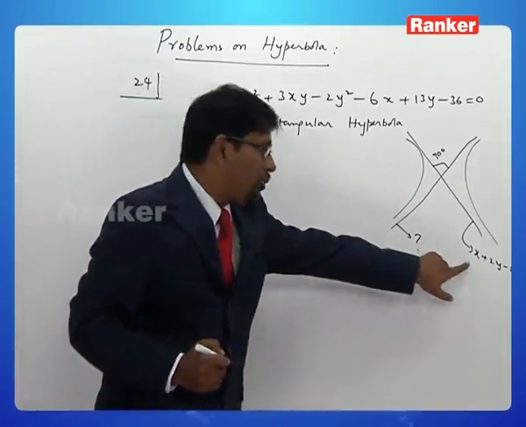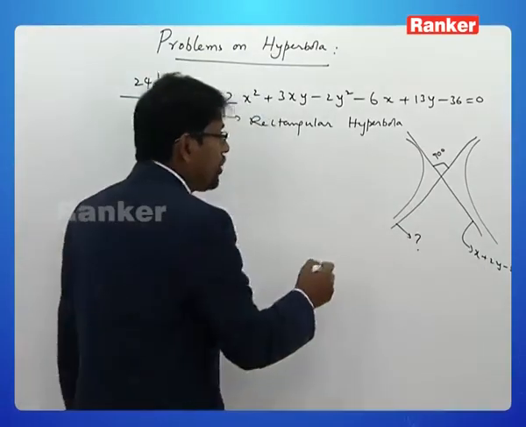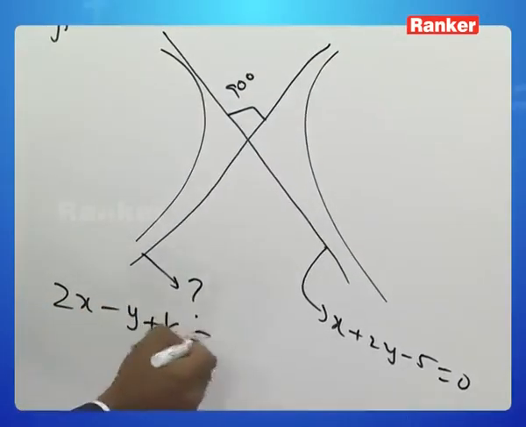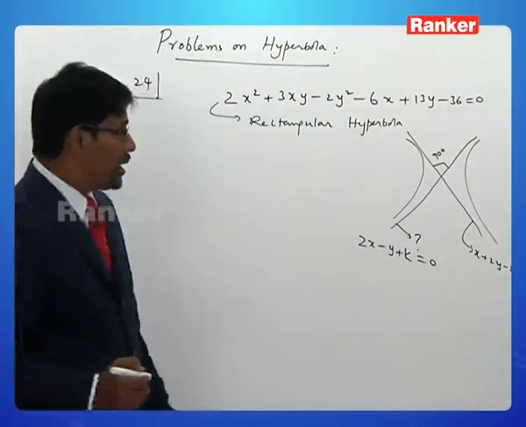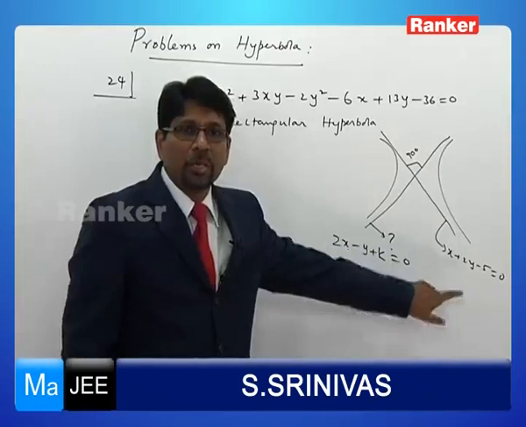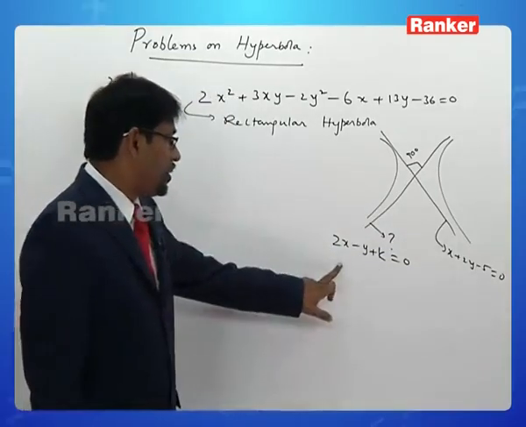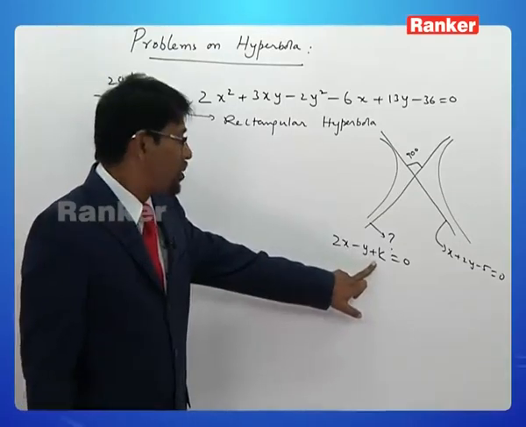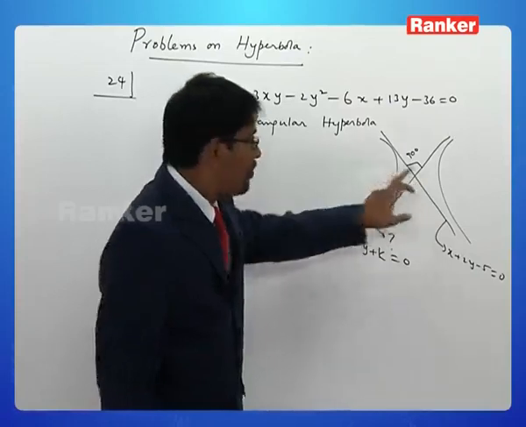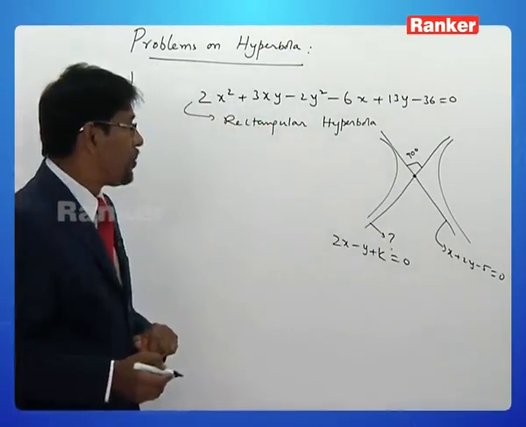We know that a line which is perpendicular to x + 2y − 5 = 0 can be written as 2x − y + k = 0. Any line perpendicular to ax + by + c = 0 can be written as bx − ay + k = 0. So we are using that 2x − y + k = 0. But then what else we know? It passes through the center of the hyperbola. Both these asymptotes will intersect at the center of the hyperbola.